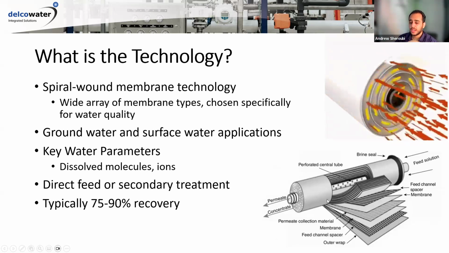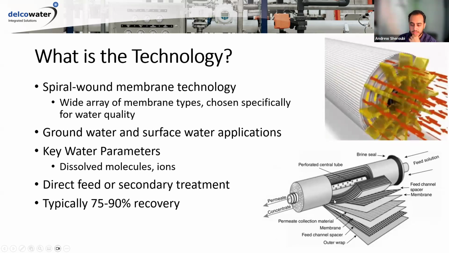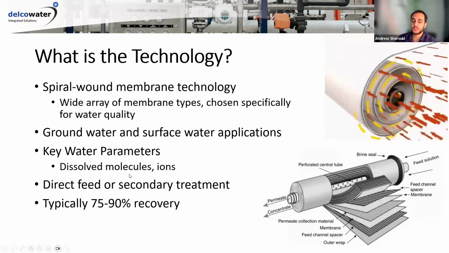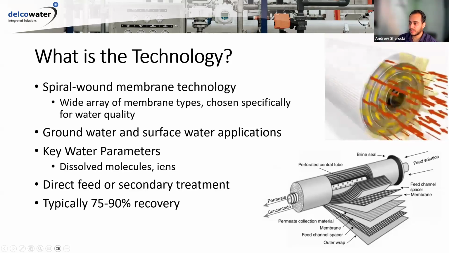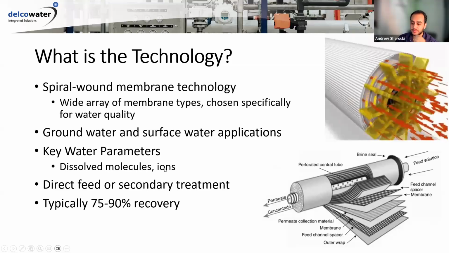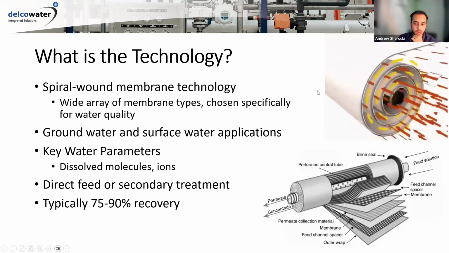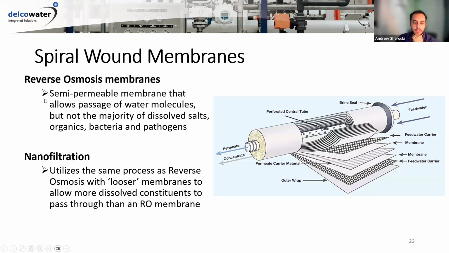But this technology, or this process, has very, very small pore sizes and removes down to ions. It's in the Dalton range of sizes, very, very small. So it removes most things out of the water. And as I mentioned before, reverse osmosis is just very tight membranes, and nanofiltration utilizes the same exact process but has looser membranes, or ones with wider pores.